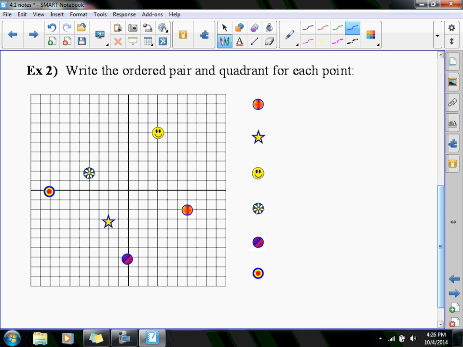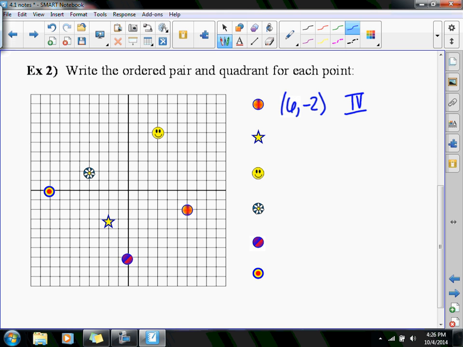So this first little mark looks kind of like some kind of hypercolor circle. So he's right here. So I'm just going to count. I'd go over 1, 2, 3, 4, 5, 6, and then down 2. So his ordered pair would be 6, -2. And that is the fourth quadrant.